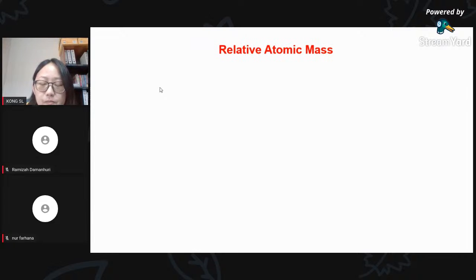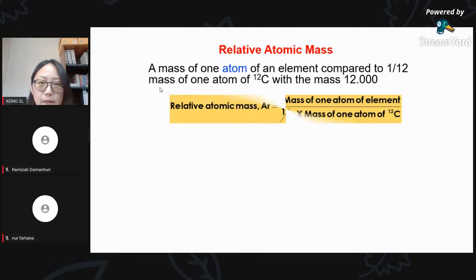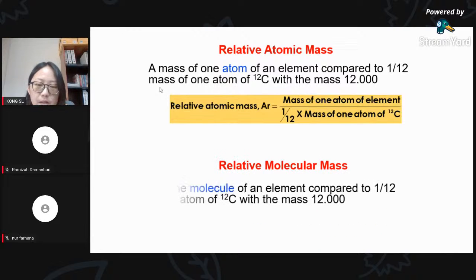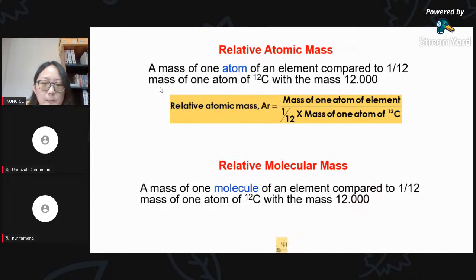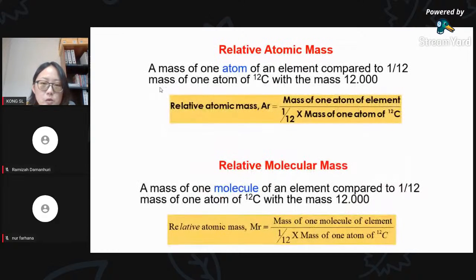Okay, next. Relative atomic mass. Since standard 4, form 4, you already know the definition for relative atomic mass and the definition for relative molecular mass as well. So you should be familiar with the term. This one is the mass of one atom of an element compared to 1/12 mass of one atom of carbon-12 with the mass of 12.